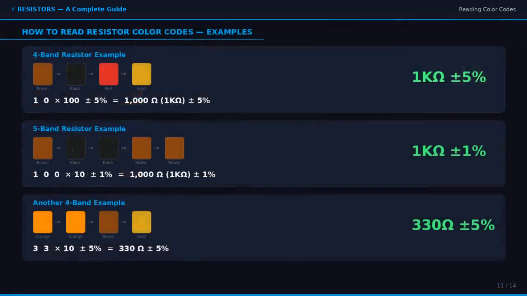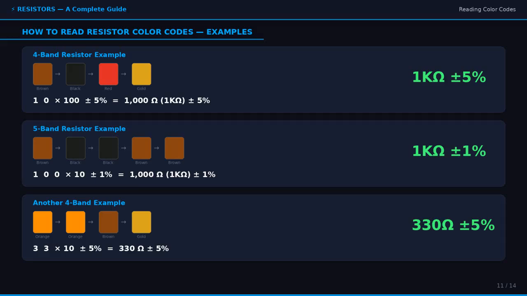Let's read some color codes. For brown, black, red, gold, digits 1 and 0, times 100, plus or minus 5% gives us 1 kiloohm. For brown, black, brown, that's 100 times 10, plus or minus 1%. Also 1 kiloohm but more precise. For orange, brown, gold, 33 times 10, plus or minus 5% equals 330 ohms.